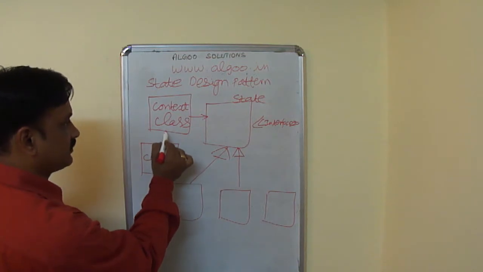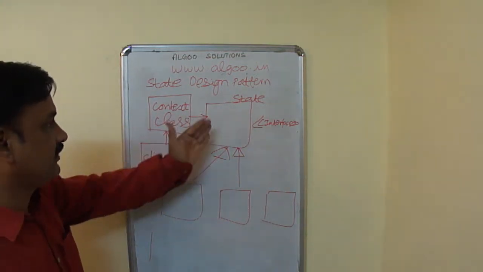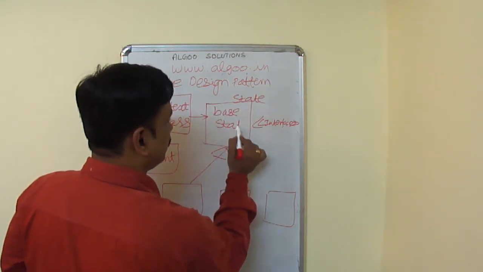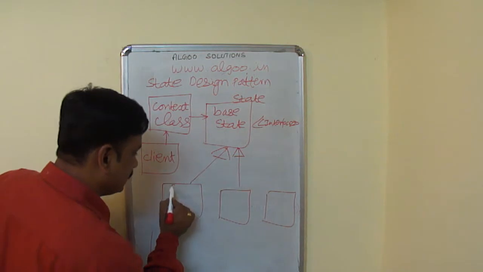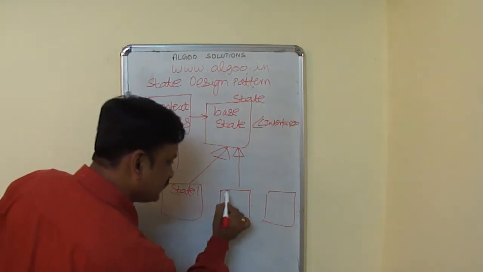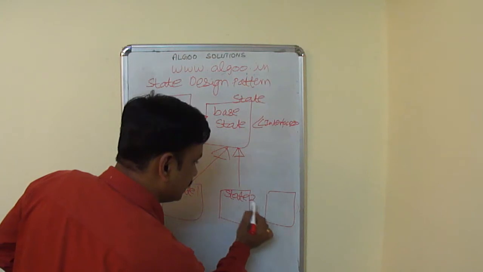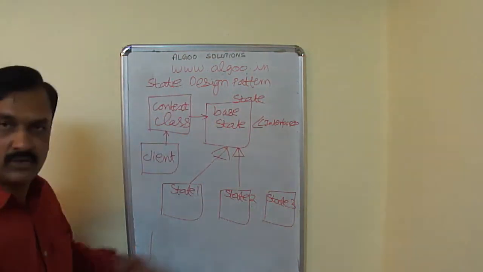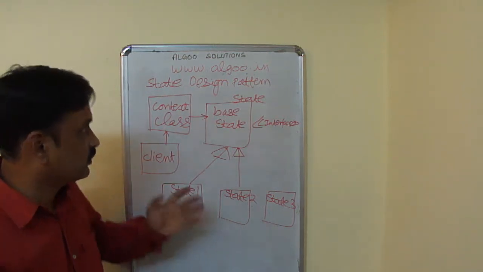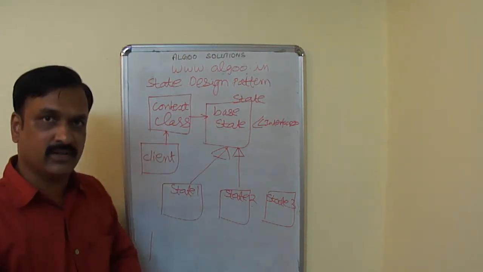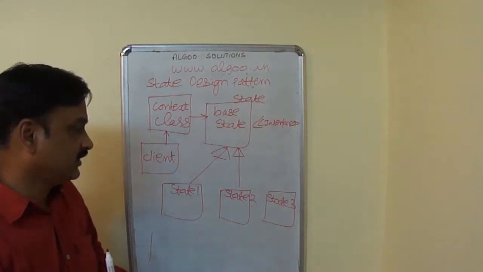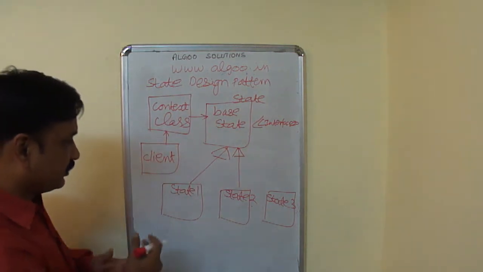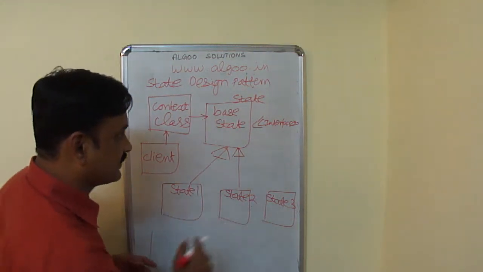Now the client calls the context, the context calls the base class state, and the derived classes are representative of each state. This is state 1, state 2, state 3. Now please remember, we are discussing one design pattern of the total 23 design patterns that are available here. This is a detailed introduction to the design pattern, and we are taking only the state pattern. Right, now these are the different states.